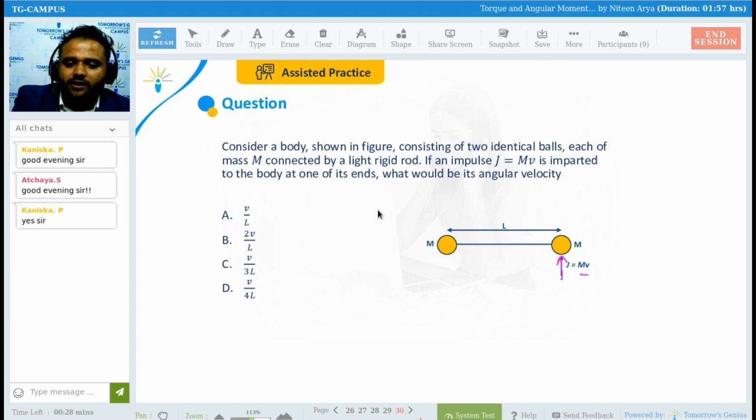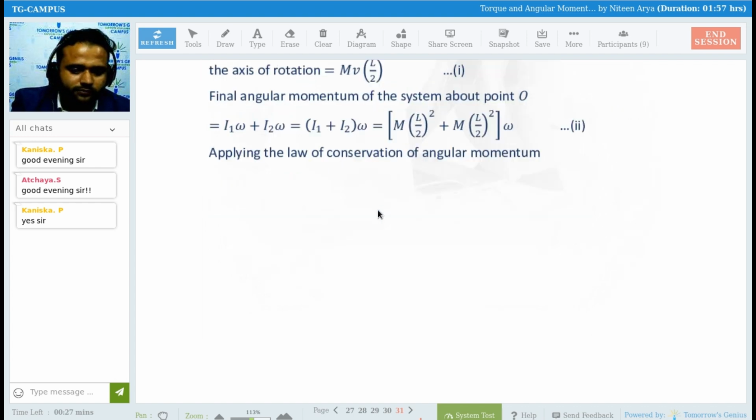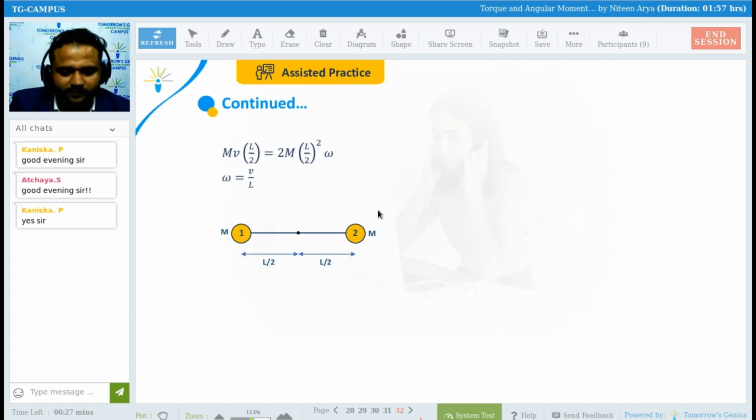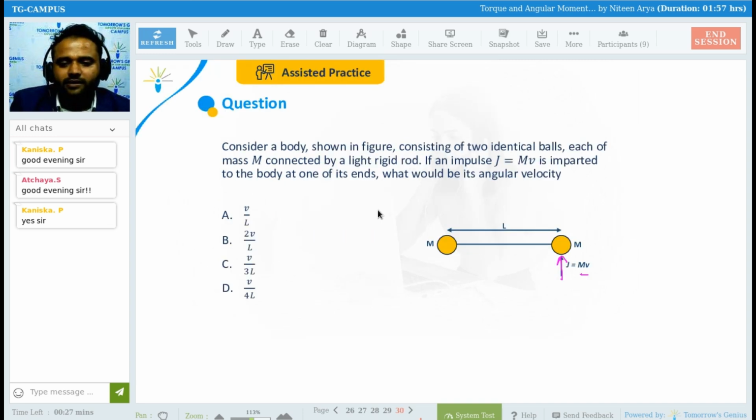Okay, I'll tell you. See, initially the momentum is going to be L by 2. Initial angular momentum of the system about point O. What is point O? This is point O, at distance L by 2. Initially that is going to be linear momentum into the perpendicular distance of the linear momentum from the axis of rotation, that is mv L by 2. So this is equation 1. Final angular momentum of the system about the point O, when we apply this impulse, so that it is going to rotate.